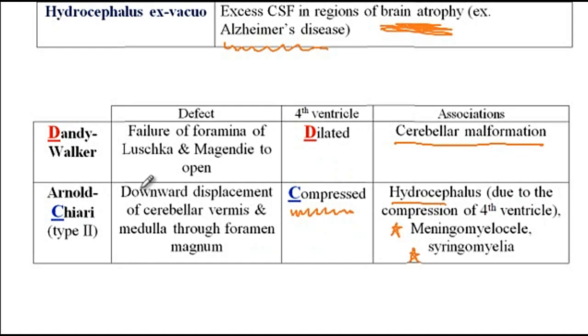And so the last point that I would like to mention is that here I have provided you with a memory aid to remember that Dandy-Walker syndrome is associated with the dilation of the fourth ventricle, while the Arnold-Chiari syndrome is associated with the compression of the fourth ventricle. So once again, Dandy-Walker causes dilation of the fourth ventricle, while Arnold-Chiari causes compression of the fourth ventricle. And that concludes our discussion of hydrocephalus as well as Dandy-Walker and Arnold-Chiari malformations.